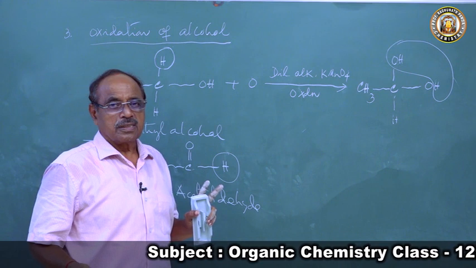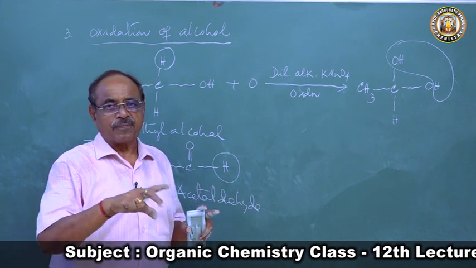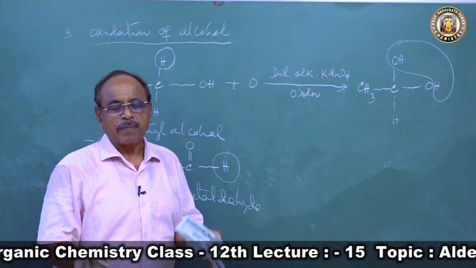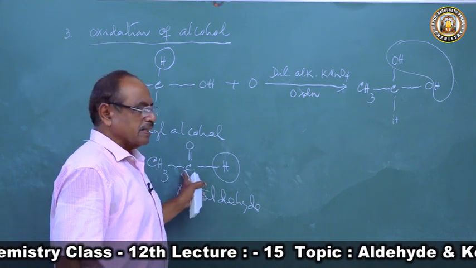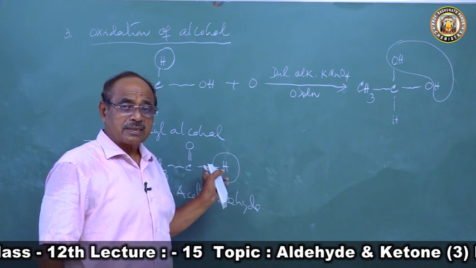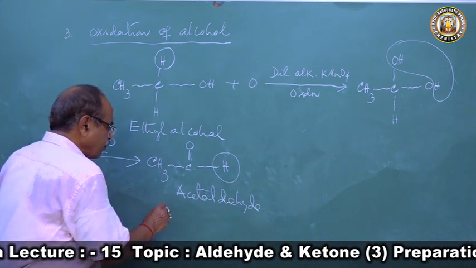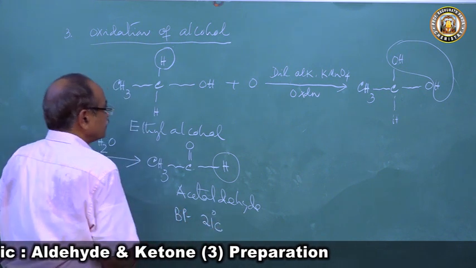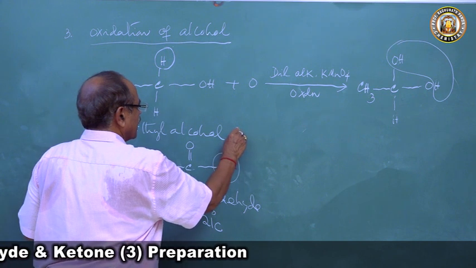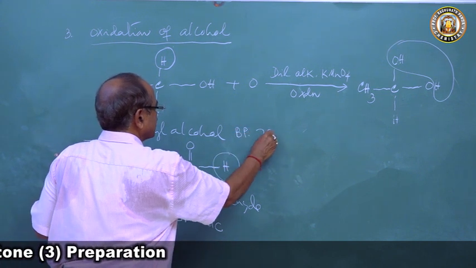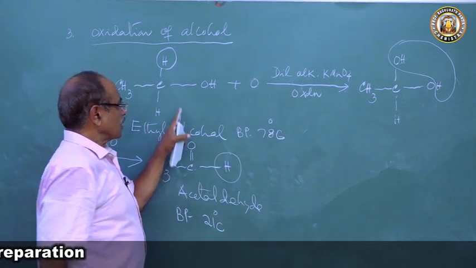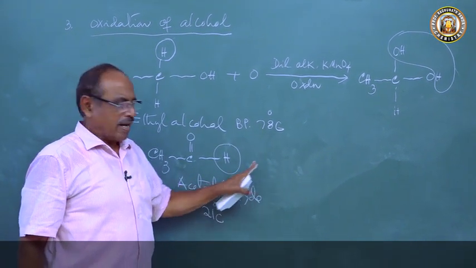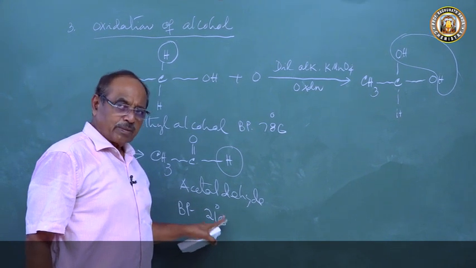So we keep a system in our apparatus so that we remove this acetaldehyde simultaneously. Somebody may question how, because the boiling point of acetaldehyde is about 21 degrees centigrade and the boiling point of ethyl alcohol is about 78 degrees centigrade.